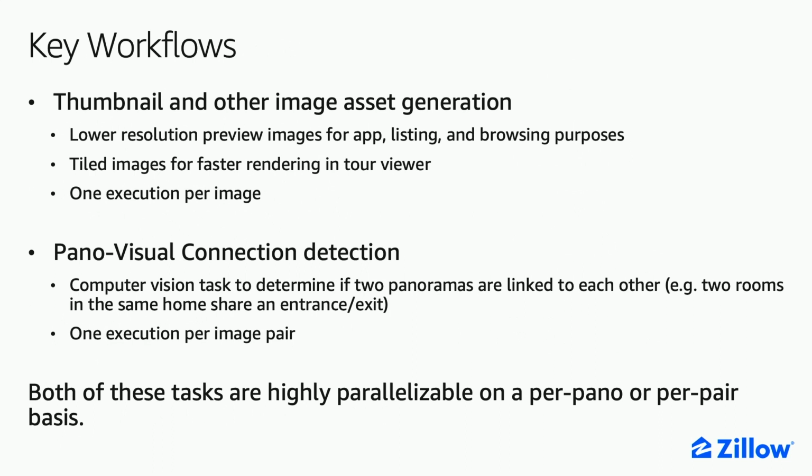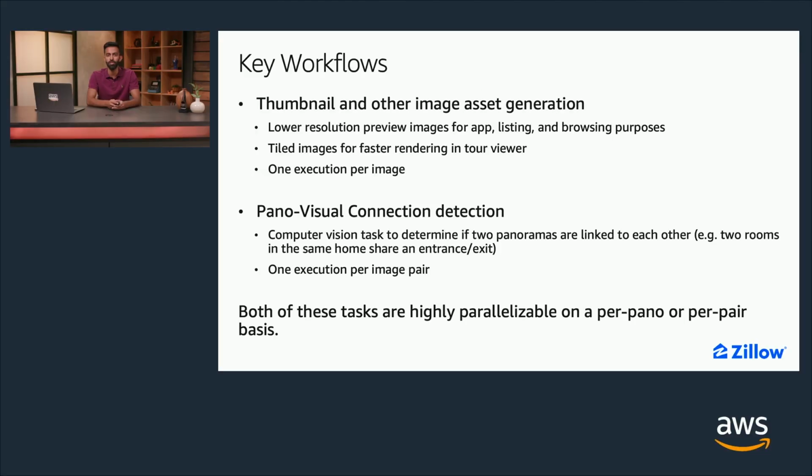So let's go back to the problem that we have and try to use these components to build up to our current solution. Again, we have two key workflows that we need to accomplish. Going more in depth, they are thumbnail generation and PVC generation. For thumbnail generation, we need to create a flat thumbnail image as well as lower resolution images for low bandwidth devices. We also generate tiled images to progressively render higher resolution bits of an image for smoother performance on our front end rather than loading an entire image at once.